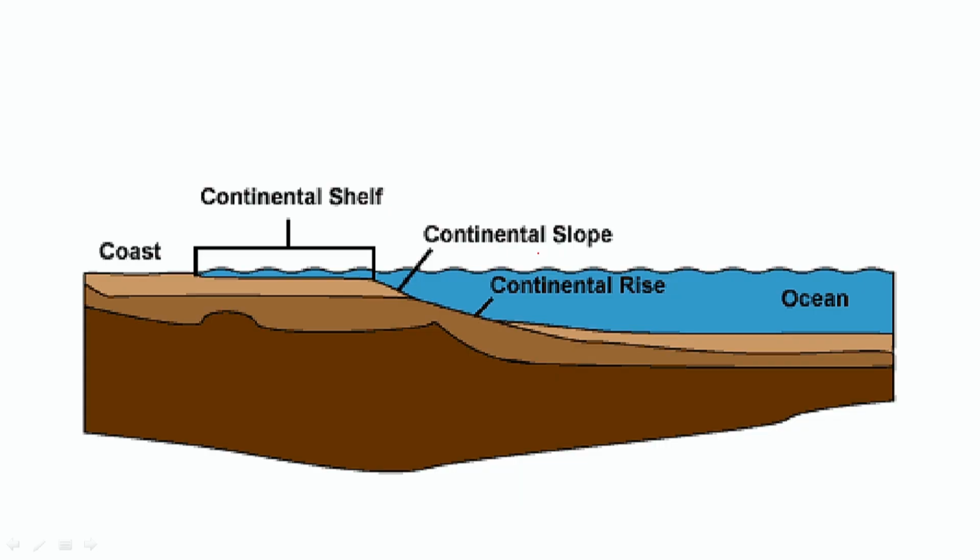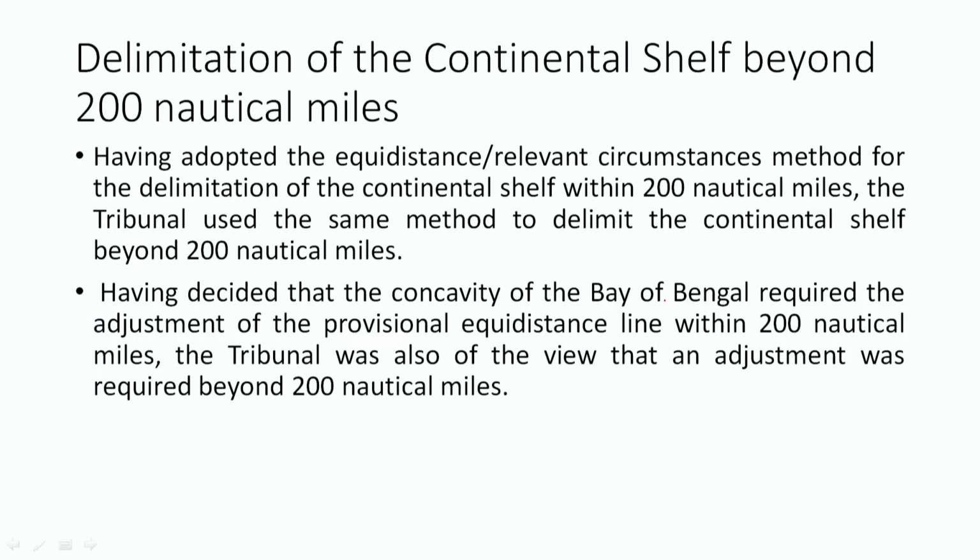There is another map for the continental shelf area. Let's see that also. Yes, this is the continental shelf area, the first bend. After that is the continental slope and then the continental rise. Having adopted the equidistance relevant circumstances method for the delimitation of the continental shelf within 200 nautical miles.